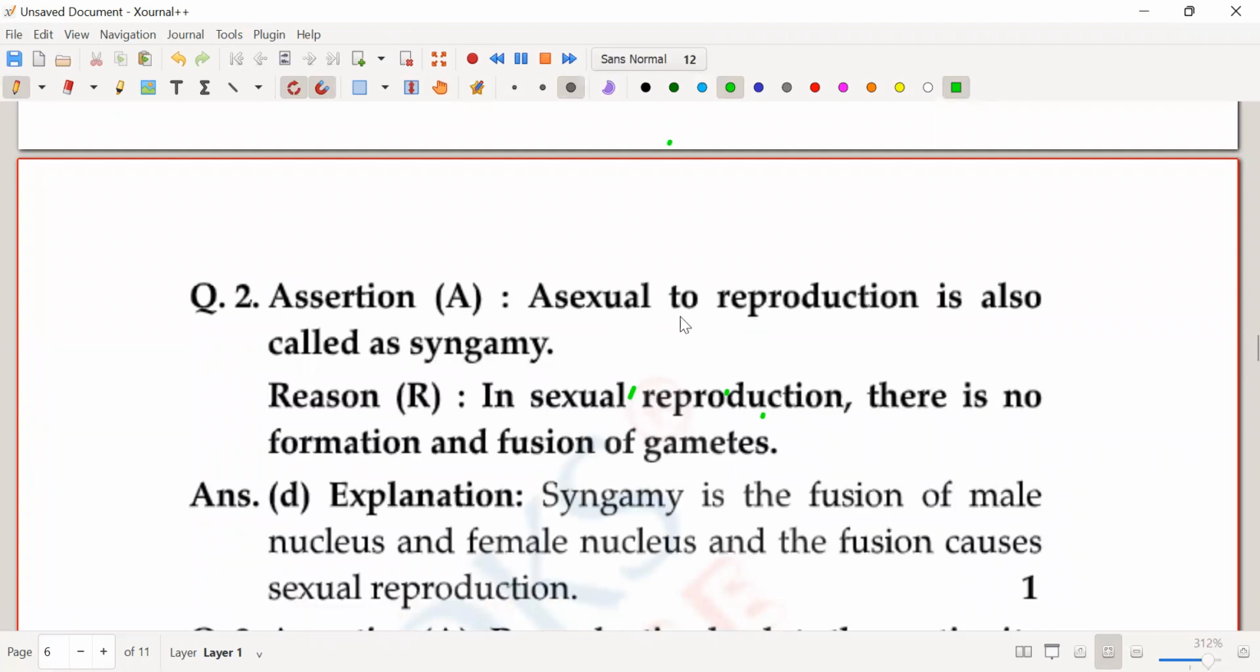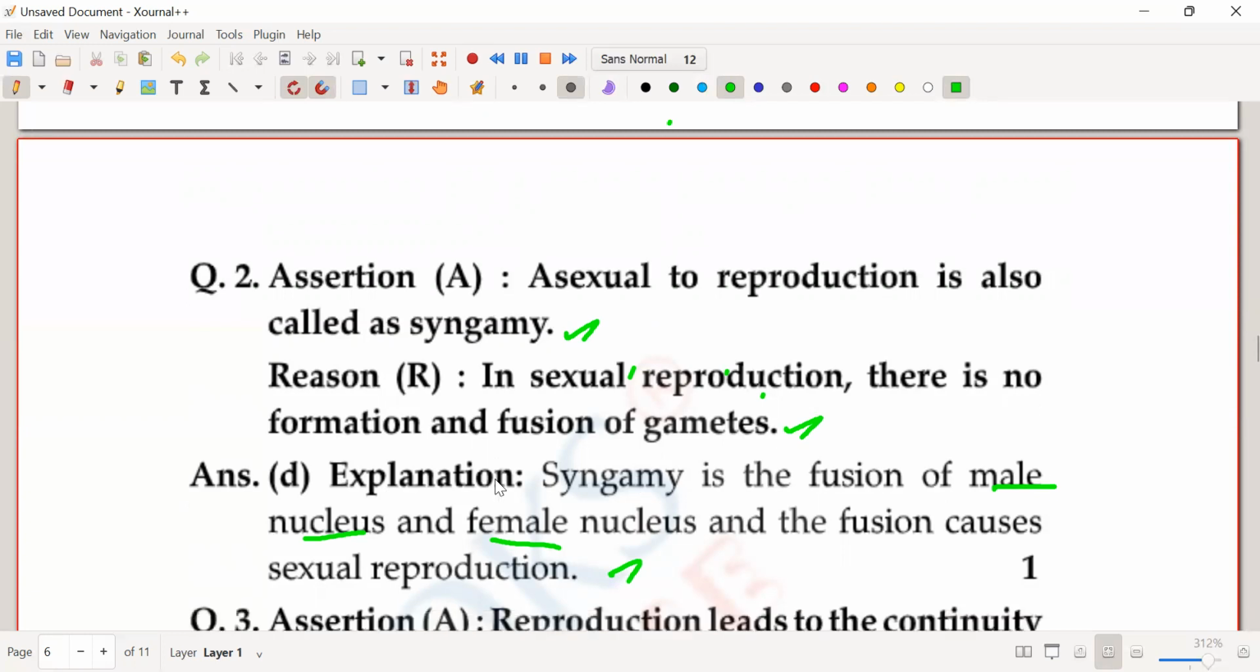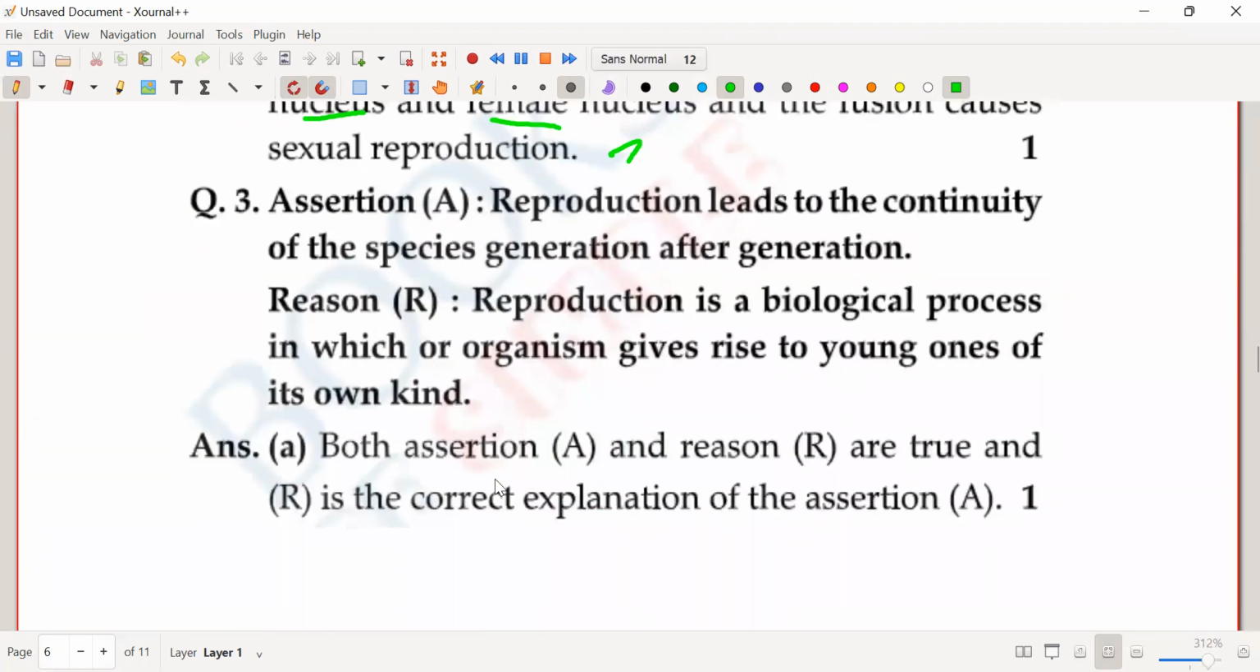Asexual reproduction is also called syngamy. Reason: in sexual reproduction, there is no formation and fusion of gametes. Explanation: asexual reproduction is called syngamy. Syngamy is the fusion of male and female nuclei. So the assertion is false, and the fusion causes sexual reproduction. This is not at all the reason for this. So both are false. Then the third question.